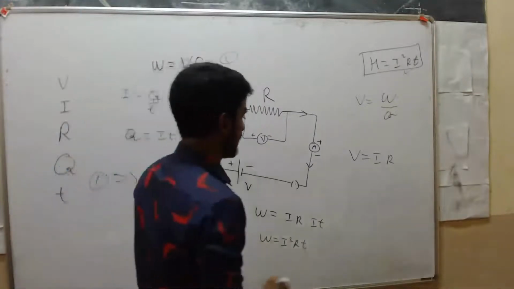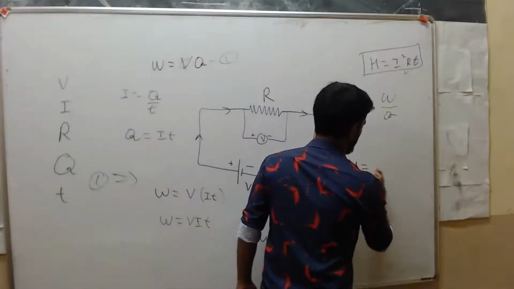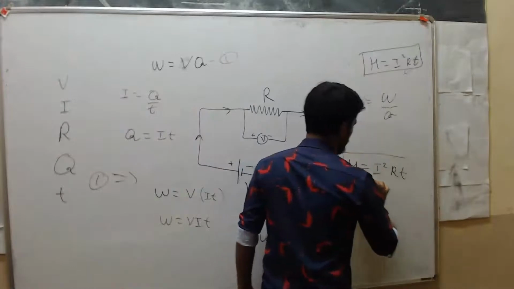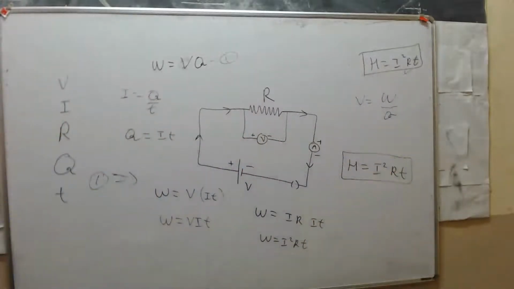So finally we can write H is equals to I square R into T. So we use this formula for what? To calculate the heat developed in the conductor. Okay.